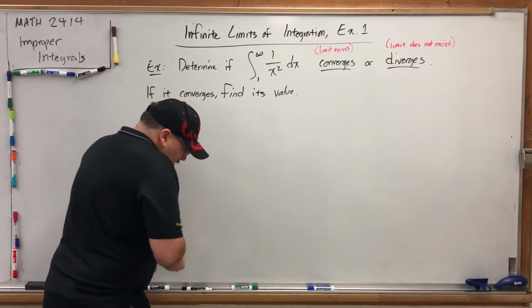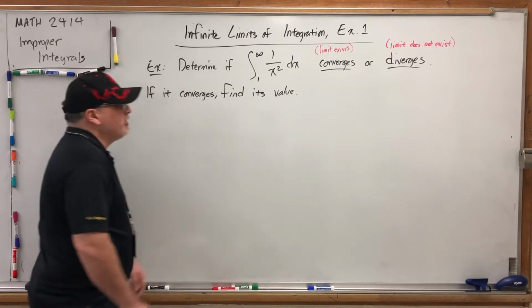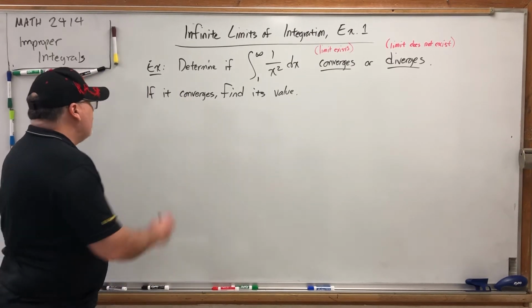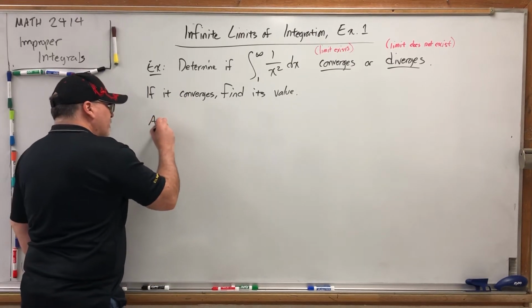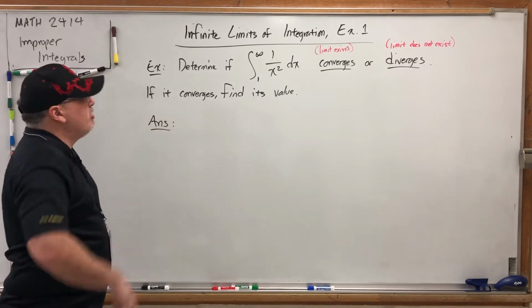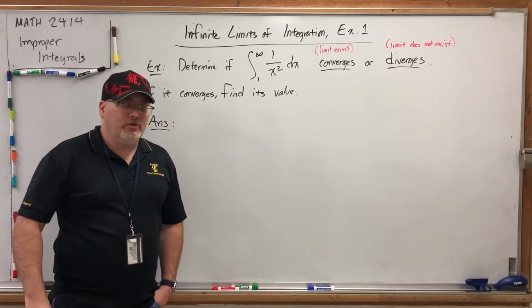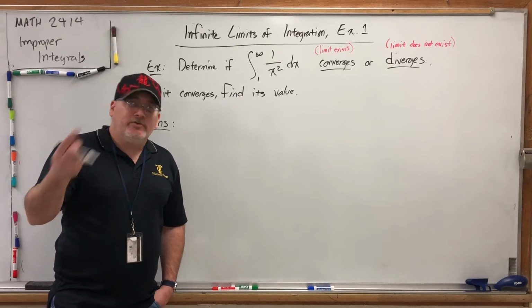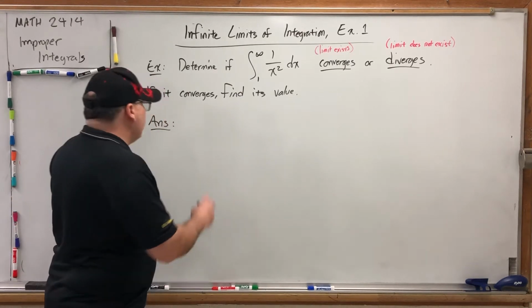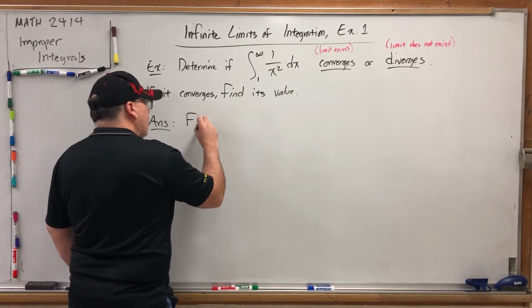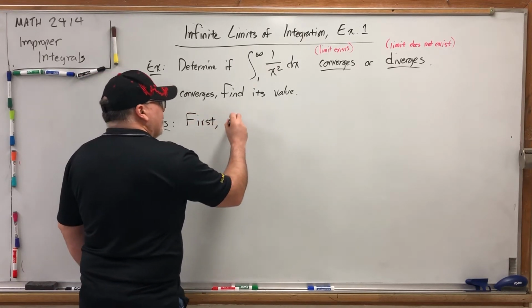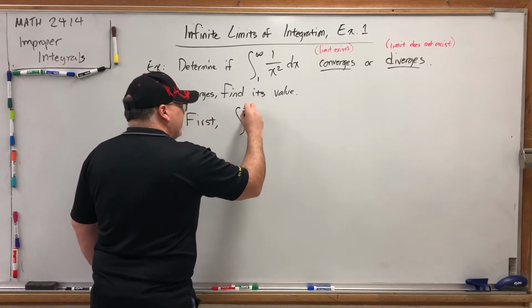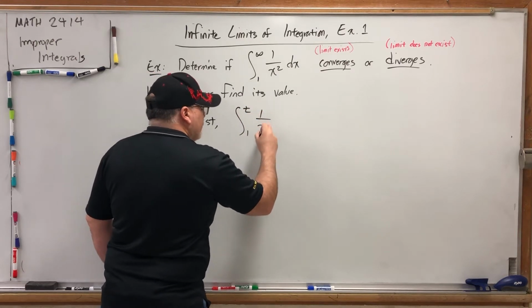The integral from 1 to infinity of 1 over x squared dx. We have a strategy for doing this. And remember, the general strategy for attacking an improper integral is to replace the problem with a variable, do the integral that way, and then take a limit. So first, we need to evaluate the integral from 1 to t of 1 over x squared dx.